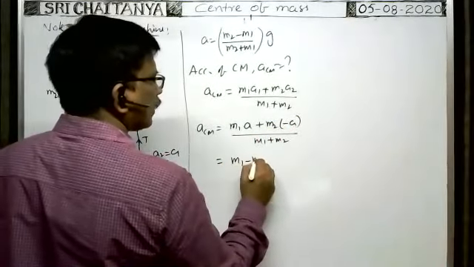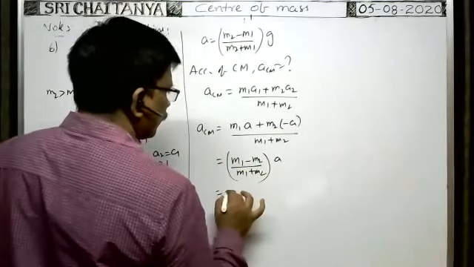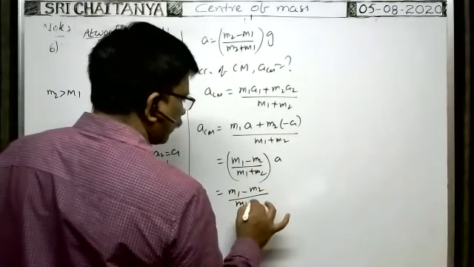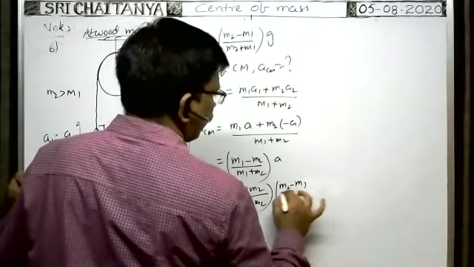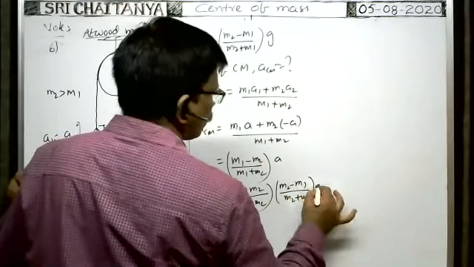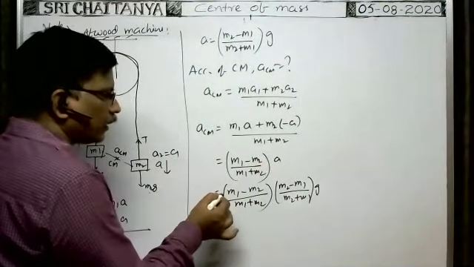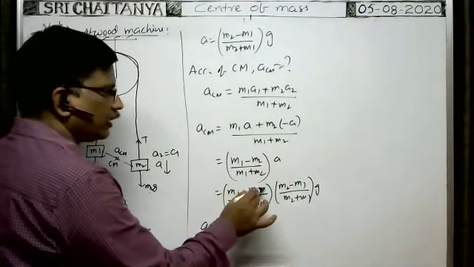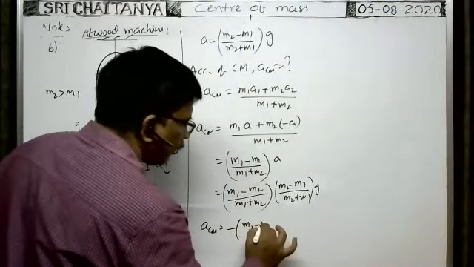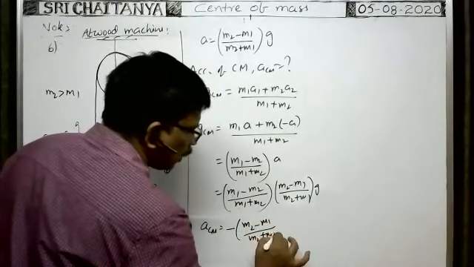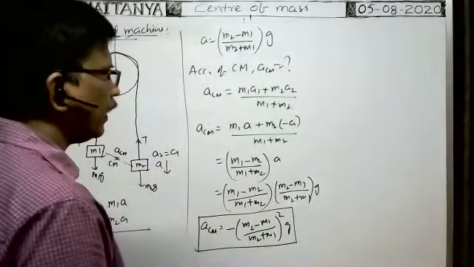Therefore, (m1 minus m2) by (m1 plus m2) into acceleration a. That is equal to (m1 minus m2) by (m1 plus m2) into a, where a means you write (m2 minus m1) by (m2 plus m1) into g. Therefore, the acceleration of center of mass of the two blocks is equal to, you take minus common, it becomes (m2 minus m1) by (m1 plus m2) times (m2 minus m1) by (m2 plus m1), that's why minus ((m2 minus m1) by (m2 plus m1)) whole square into g. This is the formula for acceleration of the center of mass.